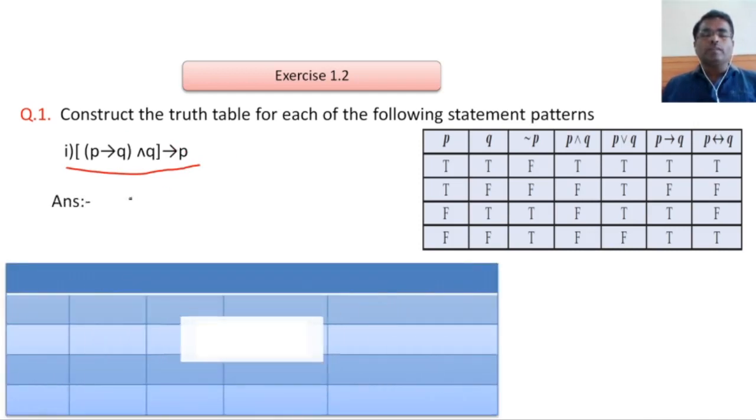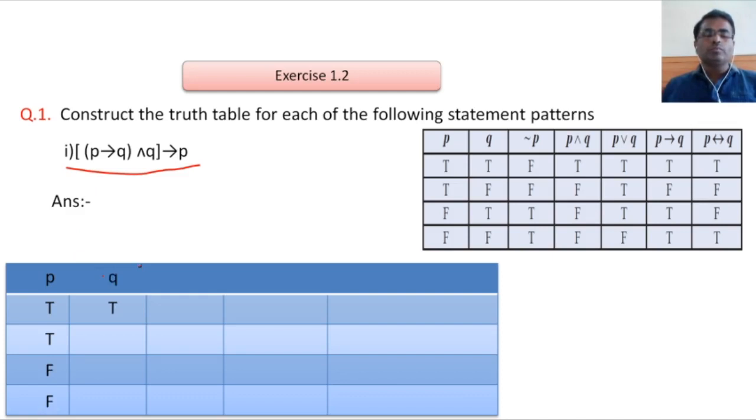Now the answer is like this. Consider the truth table for this. We need P and Q, two statements, so their possible combinations are true, true, false, false. Then the second statement is Q, whose combinations are true, false, true, false. Then we need first P implies Q. We have already seen that for implication these are the values for P implies Q: true, false, true, true. If the first is true and the second is false, then only the resultant is false, otherwise it is true.